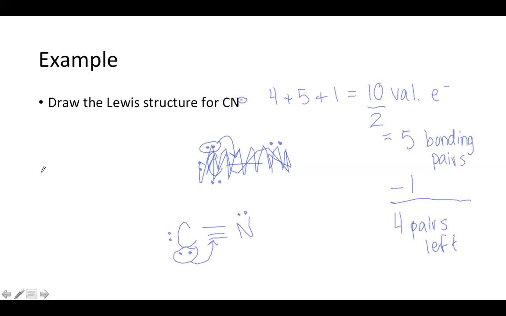So this is going to give us carbon triple bonded to nitrogen, and each of them has one lone pair. So now carbon has 2, 4, 6, 8, and nitrogen has 2, 4, 6, 8. So both of them are satisfied.